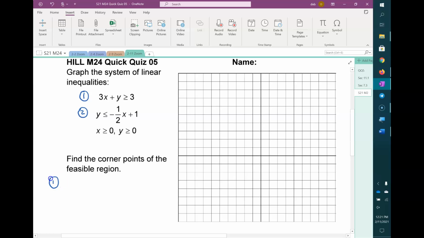So linear inequality number 1, the first thing I need to do is graph the equality of the line. I'm seeing that this line would be a good candidate for the intercept method, so that's what I'm going to do. When x is 0, y is 3, and when y is 0, x is 1. I've done this problem already, and I noticed that the feasible region comes out really small if I do 1 unit for 1 box.